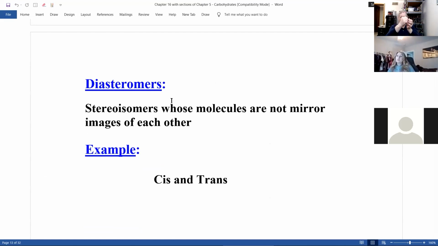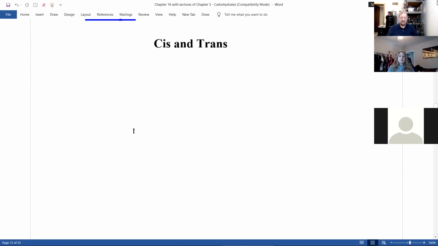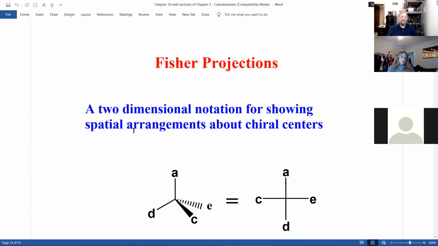Remember, for this slide, example: two molecules, one cis, one trans. And they're not mirror images, but they are isomers, and we call those diastereomers. I'll never ask that on a test.